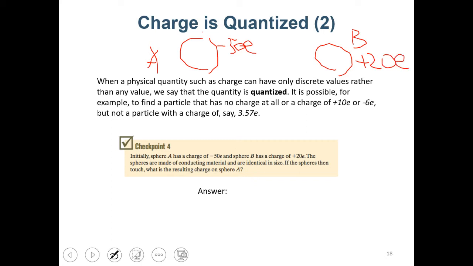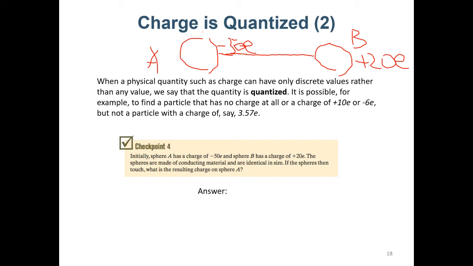The spheres are made of conducting material, which means that the electrons are free to move, and are identical in size. If the spheres then touch, what is the resulting charge on the spheres? So they touch each other, or maybe I just use a very small wire to connect them. If this wire is narrow enough, it may be ignorable, or you can just touch them.